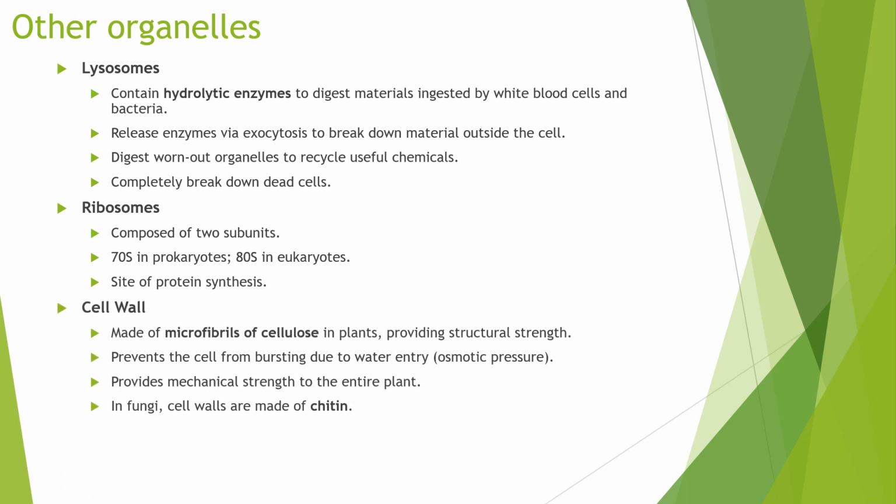Moving on to the cell wall, a defining feature of plant and fungal cells. In plants, the cell wall is made up of cellulose microfibrils, which provide mechanical strength, helping the cell resist bursting under high water pressure during osmosis. Beyond individual cells, the cell wall supports the entire plant, giving it structure and rigidity. In fungi, the cell wall is made of chitin, a strong but flexible material that also contributes to structural support.